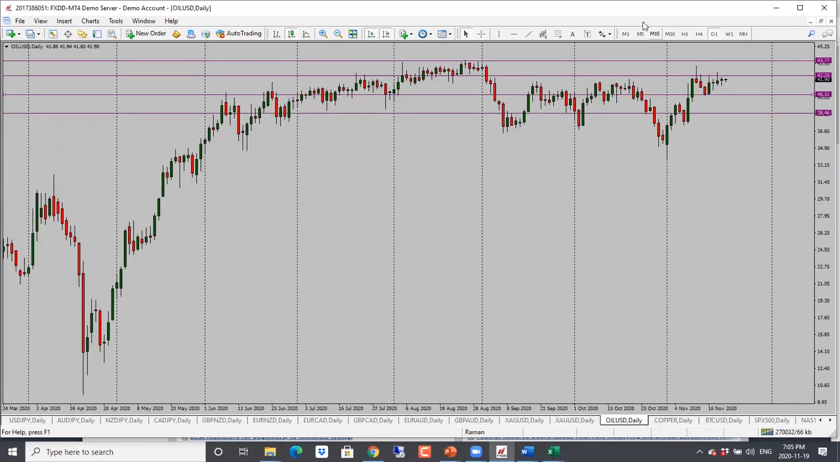Oil here, oil as well, stuck in a range. It hasn't gone anywhere really. It's been sideways here. It's holding towards the top of the range, but doesn't seem to have any solid movement here. So neutral bias, I'm looking for it to trade within this range between 42.60 and 40.30, neutral bias for oil.